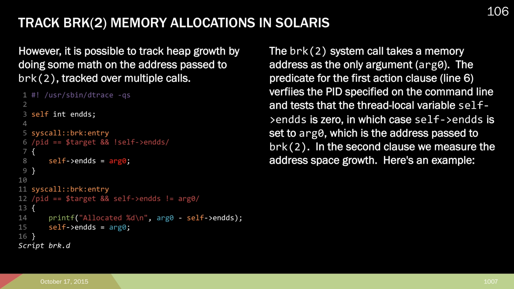The brk system call takes a memory address as the only argument, arg0. The predicate for the first action clause verifies the PID specified on the command line, and tests that the thread-local variable self->end is 0, in which case self->end is set to arg0.